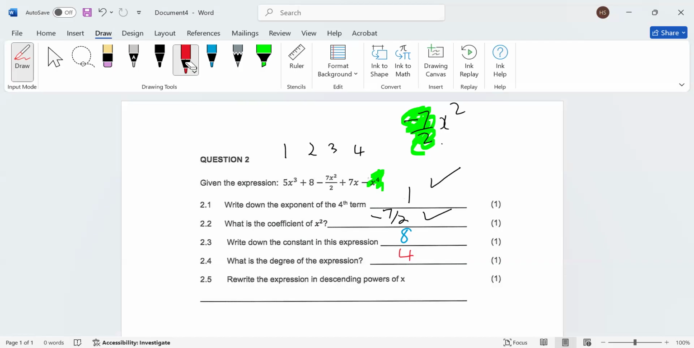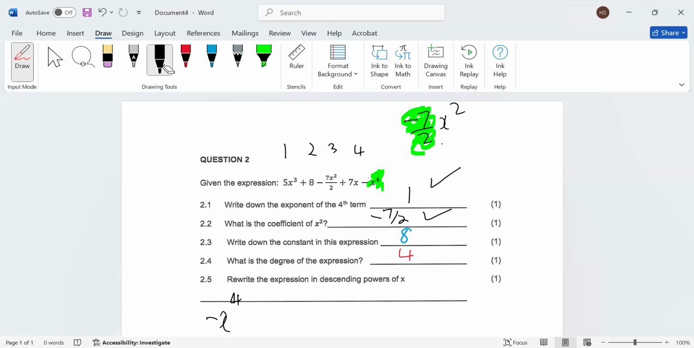Rewrite the expression in descending order. Descending powers of x. So we should write it descending. We are going from the biggest to the smallest. So we start with the highest degree, with its sign. Currently the highest degree is what? It's negative x to the power of 4.